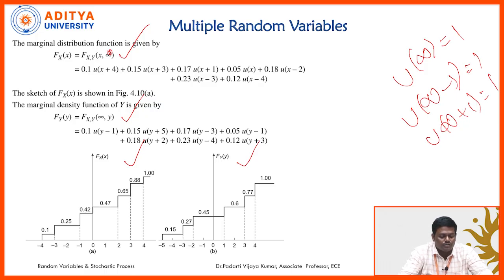So different values we got for x. So the x values range from minus 4 to plus 4. At x is equal to minus 4, it is 0.1. At x is equal to plus 4, it is 1.